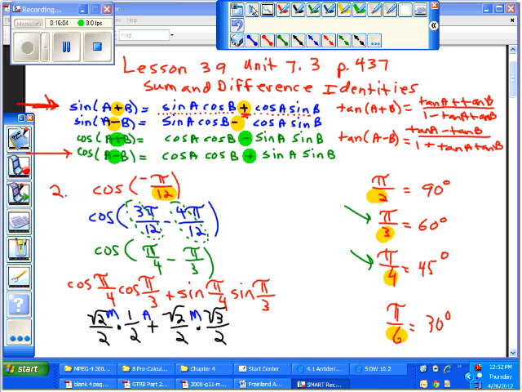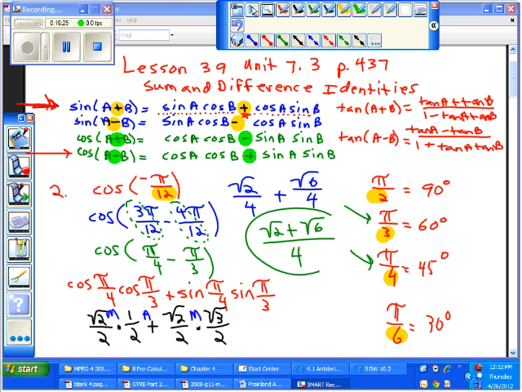Now, we know that we're going to multiply before we add. So when you multiply the left, you're going to get square root 2 over 4. And when you multiply the right, you're going to get square root 6 over 4. And when you add the numerators, they're not like terms, so you leave them as an expression, square root 2 plus square root 6 over that common denominator 4. Any questions on that? So cosine negative pi over 12 is square root 2 plus square root 6 over 4.